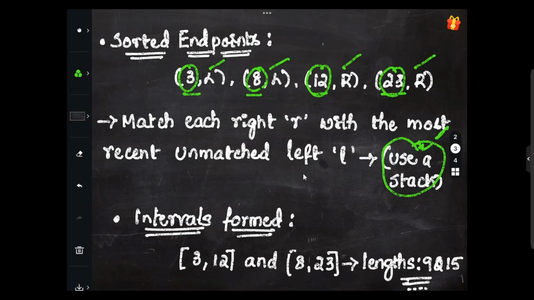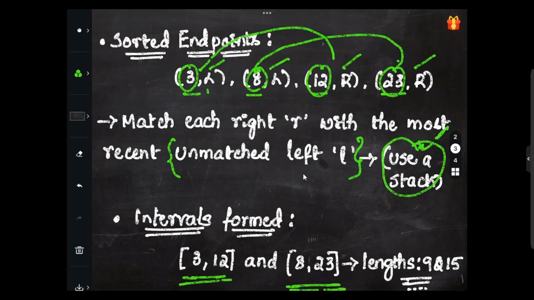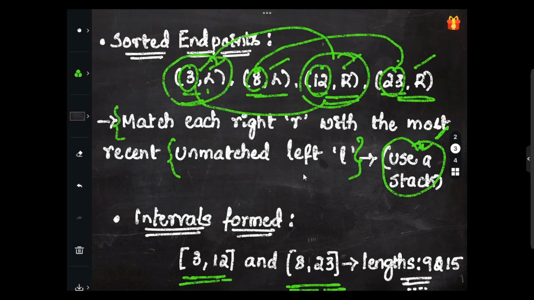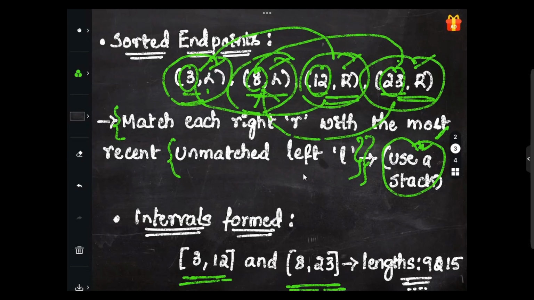So the intervals are formed like this, because for right, we take the most recent unmatched left. So 12 with 3, and 23 with 8. So this will be 3, 12 and 8, 23. This is left, left, right, right. We are matching right with the left as per this statement: match right with the most recent unmatched left. So the 23 will be matched with the second left. I hope this part is clear. 3 comma 12 and 8 comma 23.